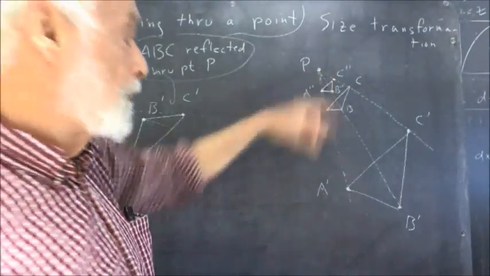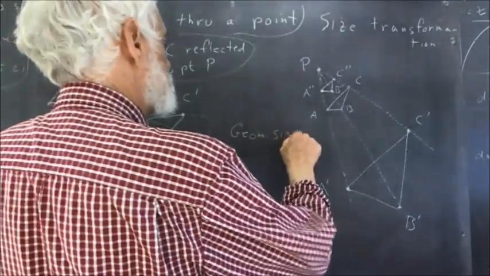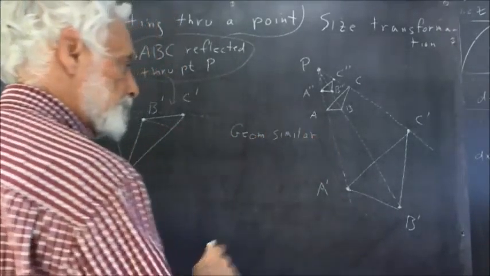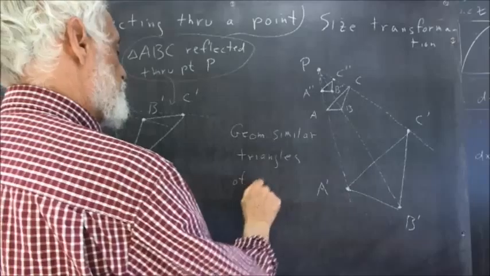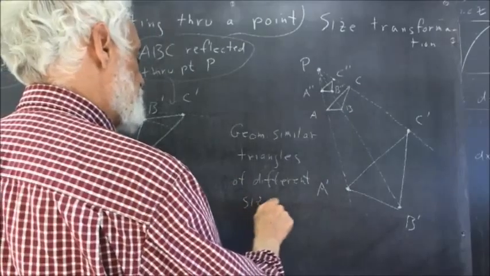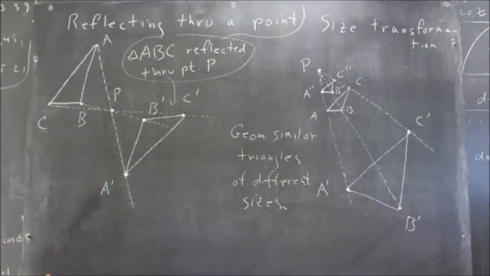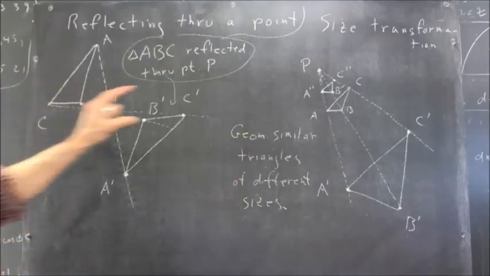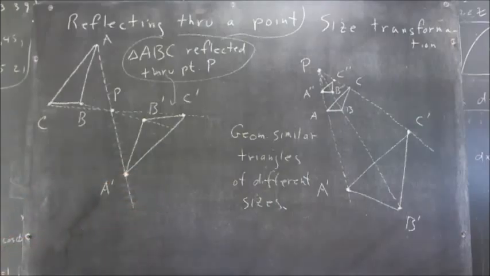These triangles will all be geometrically similar. So we have geometrically similar triangles of different sizes. Now, in your text, you'll read more about all these transformations. But if you understand these principles of construction, everything should make pretty good sense to you. And, of course, we'll pick up this discussion again next week.